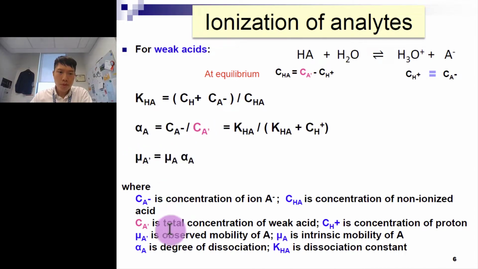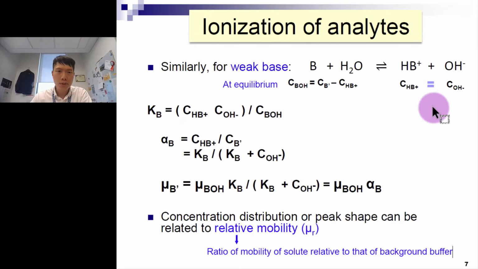Mu A prime is the observed mobility of A, and mu A is your intrinsic mobility of A. Here is the formula for you to do some calculations. Next part, similarly for your weak base, we denote as B. B gains H plus because it's a base. Here we're talking about the Bronsted-Lowry, gains H plus and forms hydroxide. At equilibrium, the concentration of this base is equal to this amount, and here we have the base dissociation constant.